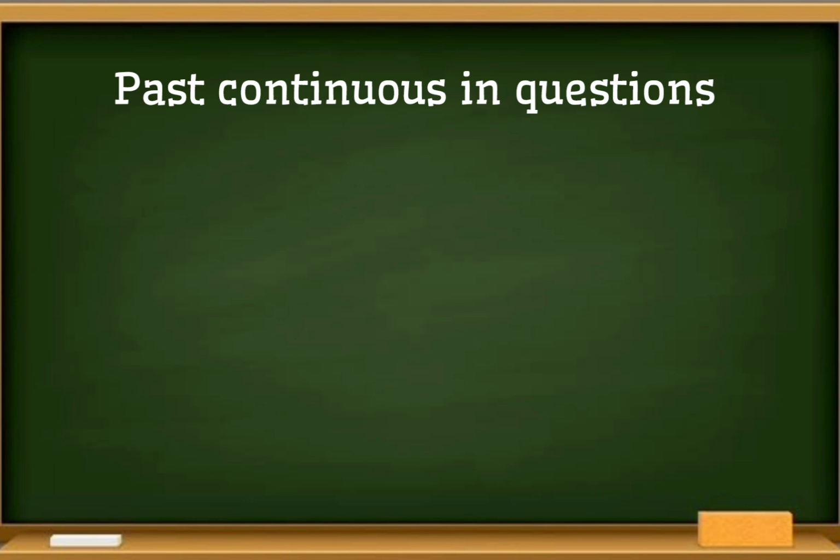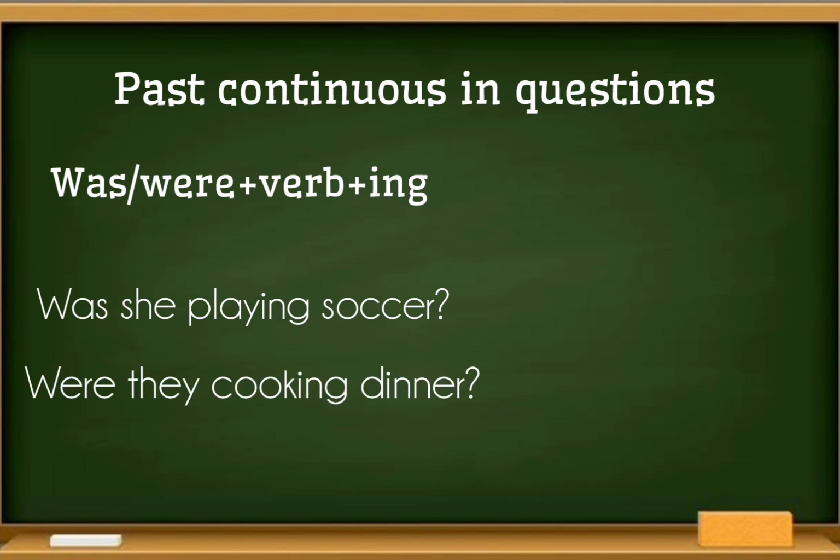Now how to form past continuous in questions? For that we need past simple verb to be, either was or were, plus verb infinitive form plus ing. For example, was she playing soccer? Were they cooking dinner? Was it snowing?